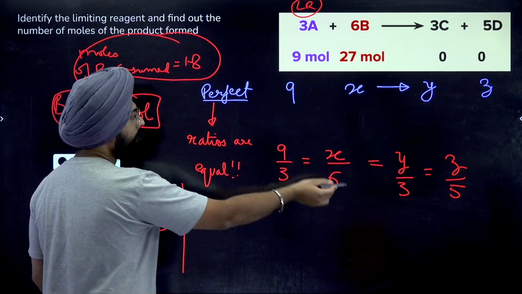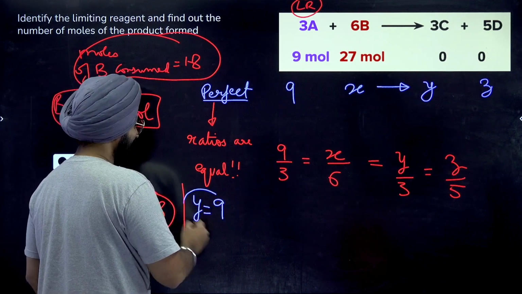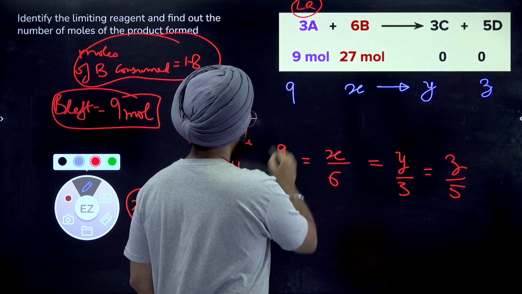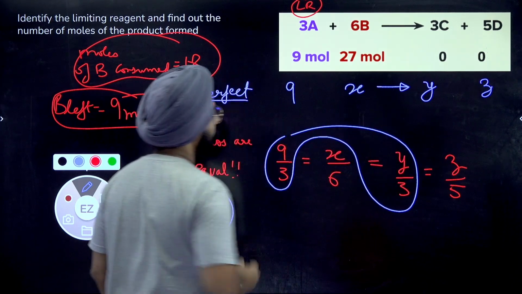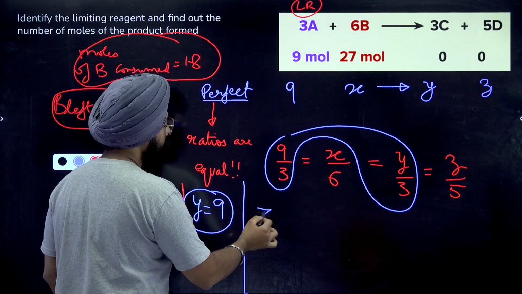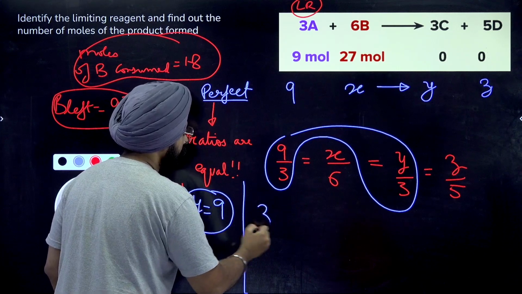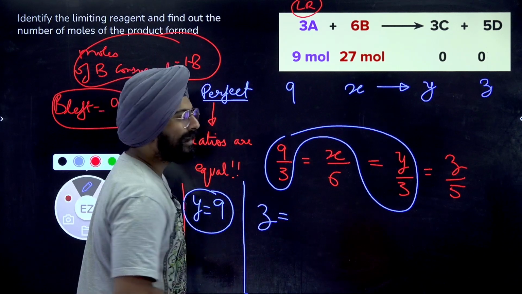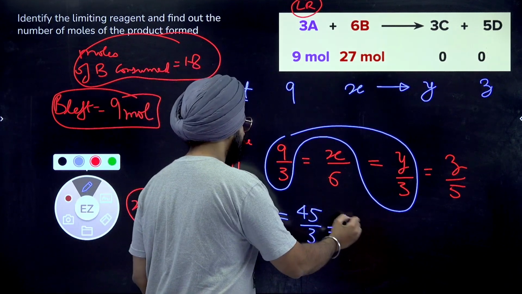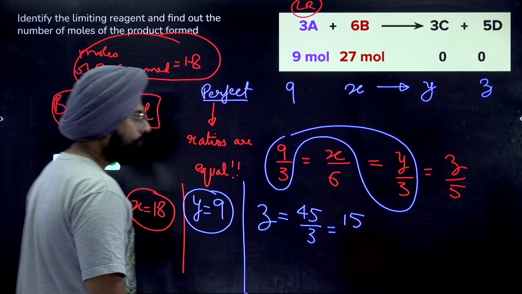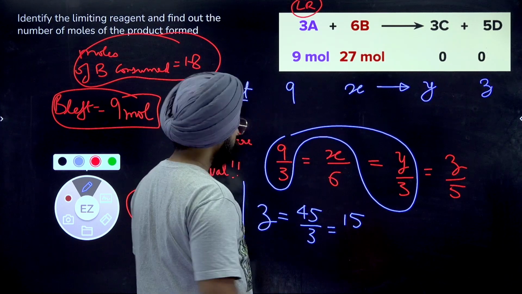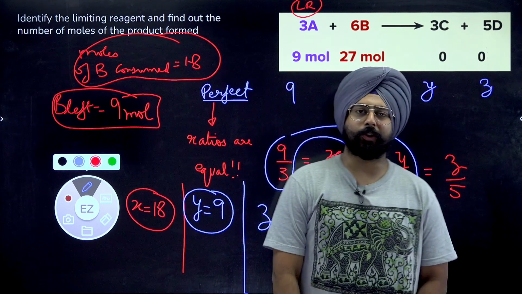Y is equal to 3, basically 9. Yeah, Y is 9. From this part, you can figure out that Y is equal to 9. And similarly, what is Z equal to? Chalo, I have written Z in a different manner this time. So what is Z equal to? 45 by 3. This is equal to 15. Done. So my dear friends, 9 moles of C are produced and 15 moles of D are produced. Perfect scenario ratio helps us determine that.